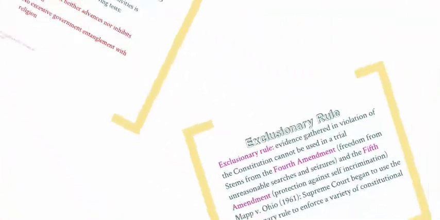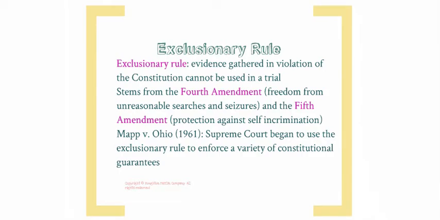The Establishment Clause. Okay, the exclusionary rule. This is going to deal with the court system, and that is the rule that evidence gathered in violation of the Constitution cannot be used in a trial, and that comes from the Fourth Amendment about unreasonable searches and seizures. The Fifth Amendment, I plead the Fifth. I'm not going to self-incriminate myself. That was tried in '61 in the case of Mapp v. Ohio, and the Supreme Court began to use the exclusionary rule to enforce a variety of constitutional guarantees.